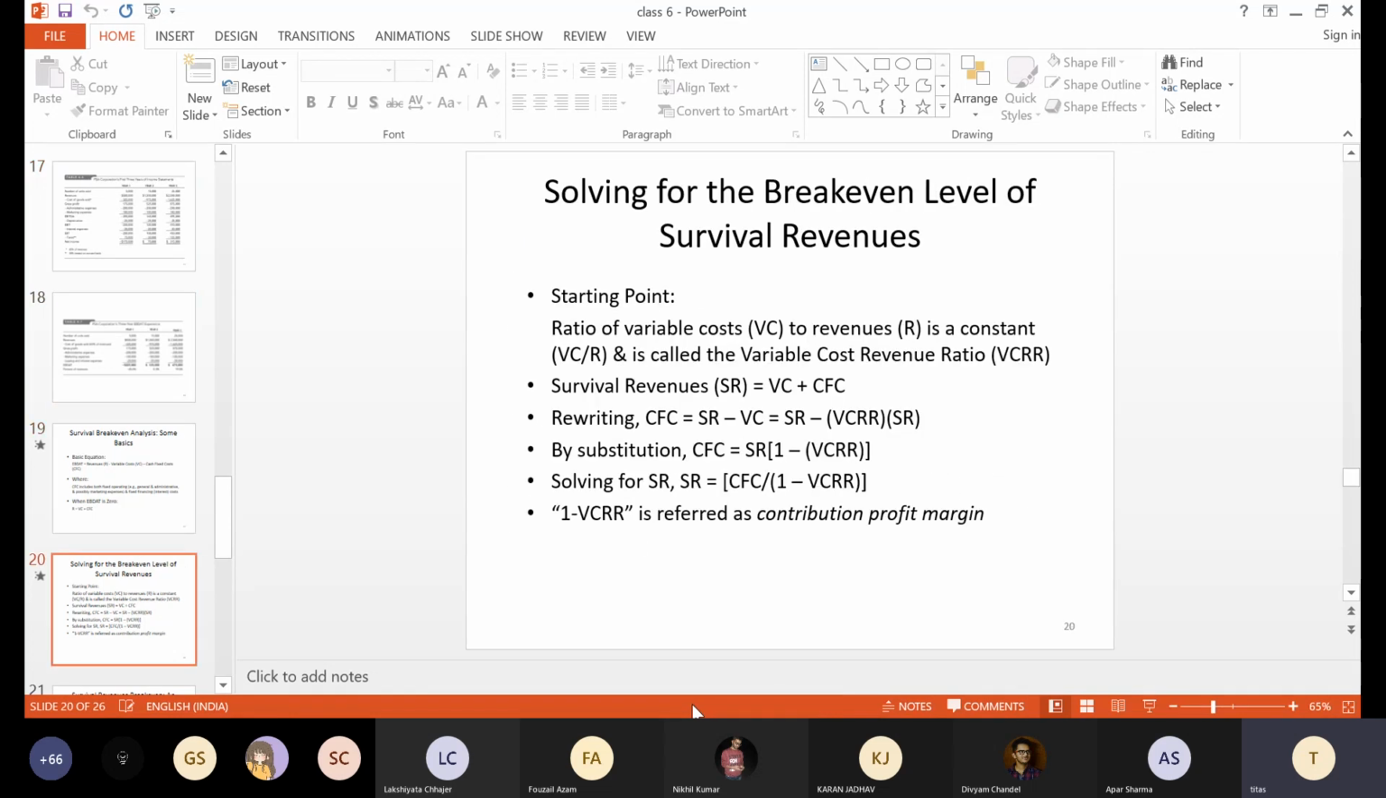So if you present it this way, your variable cost is nothing but your variable cost revenue ratio into the revenue, right? And if you take the revenue outside, it comes to survival revenue into 1 minus VCRR, that is variable cost revenue ratio. So what is the survival revenue? That is cash fixed cost divided by 1 minus variable cost revenue ratio. This 1 minus VCRR is called the contribution profit margin. So what is the formula at the end of the exercise? Survival revenue is cash fixed cost divided by the contribution profit margin.